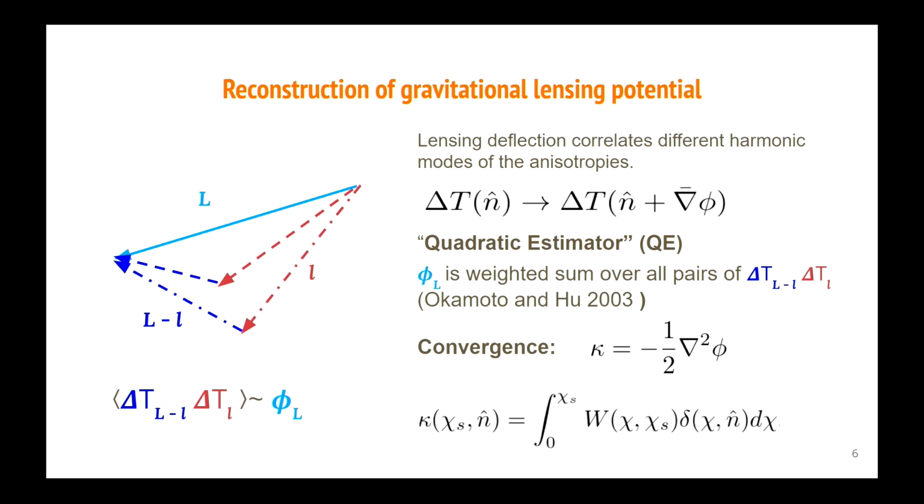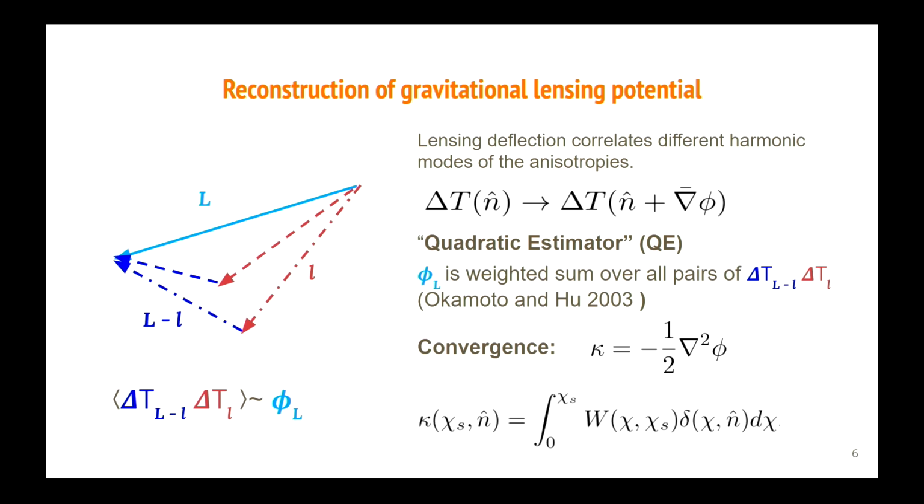This kind of deflection operation causes correlation in the different harmonic modes of the CMB map, and this correlation in different modes is related to the particular mode of the lensing. So to obtain a particular mode L, one can go around and get all the pairs which contribute to this mode, and then take a weighted summation of this. This is generally called the quadratic estimator, proposed by Okamoto and Hu, and one can then obtain a quadratic estimate of the lensing potential phi.